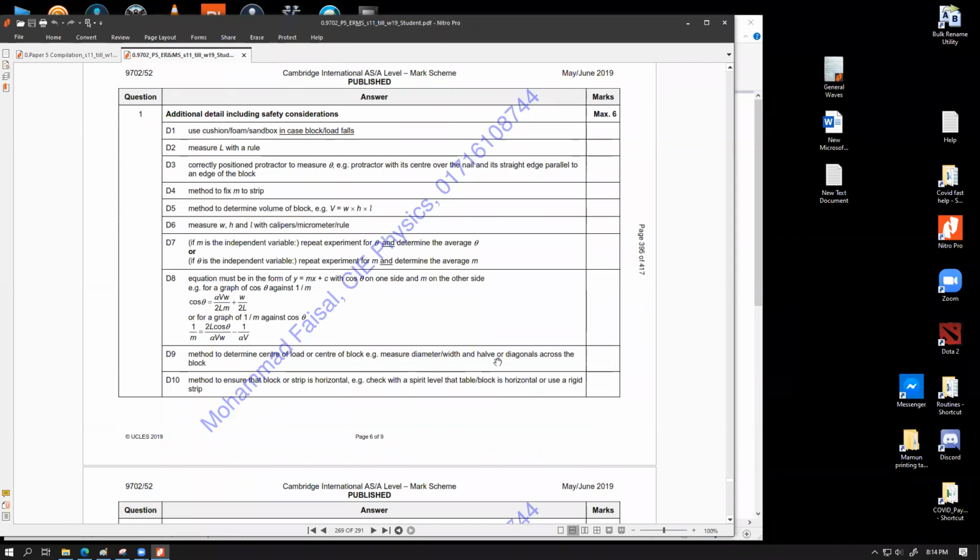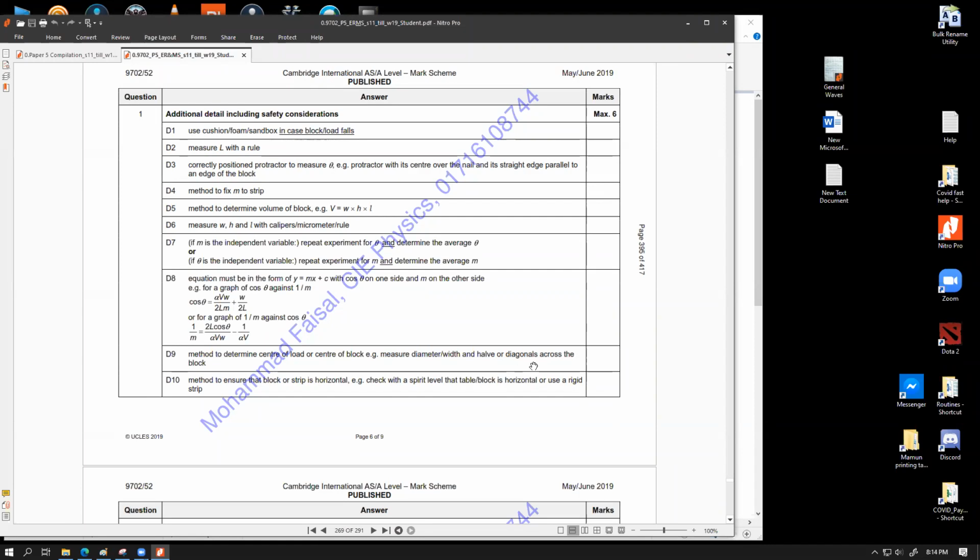Method to determine the center of the load or the center of the block. Example, measure diameter, width or half the diagonals across the block. I did not mention that. Exactly at which point that nail should be nailed onto the wooden block should be a predefined factor, because you will not be having this apparatus ready for you. So you have to stick the nail onto the exact diagonal place, which would be vertically above the center of gravity of the whole block. So we have to find a way for this.